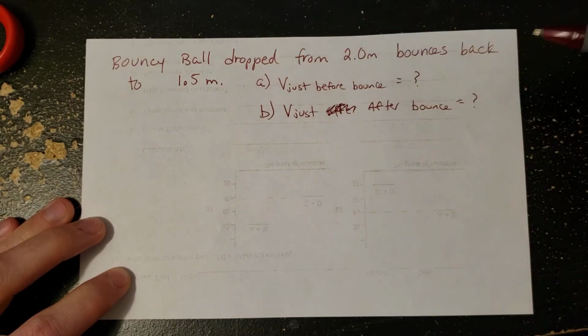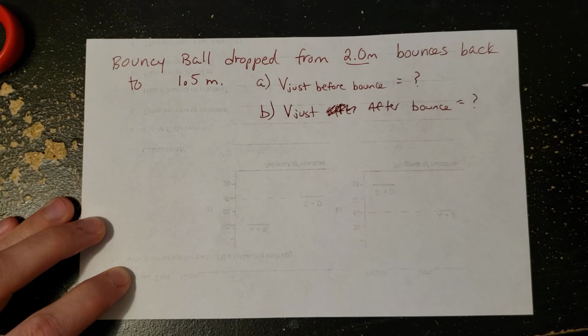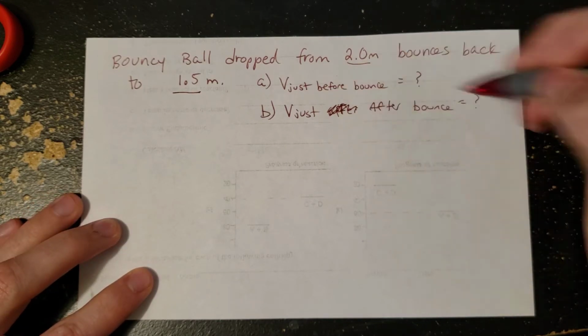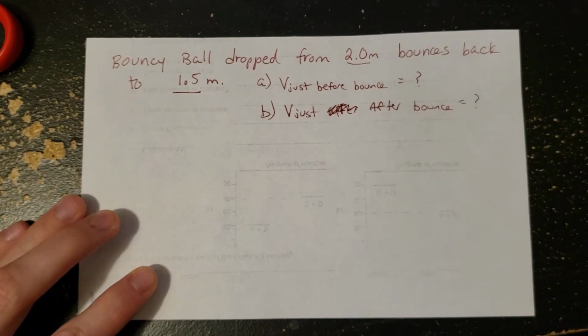Here we've got a bouncy ball that's dropped from 2 meters above the ground, and it's going to bounce back up to 1.5 meters above the ground. We want to know its velocity just before the bounce and its velocity just after the bounce.